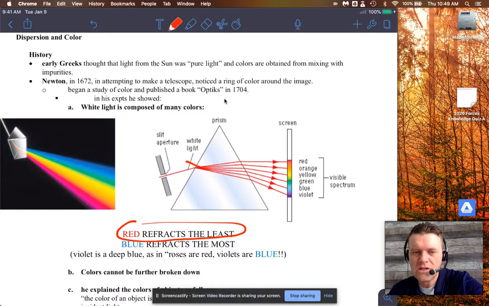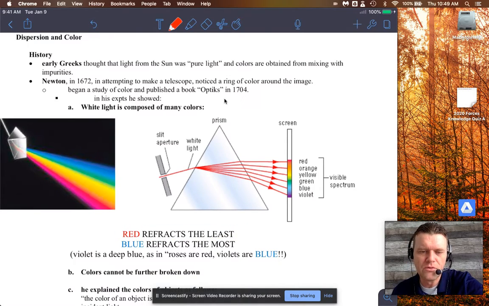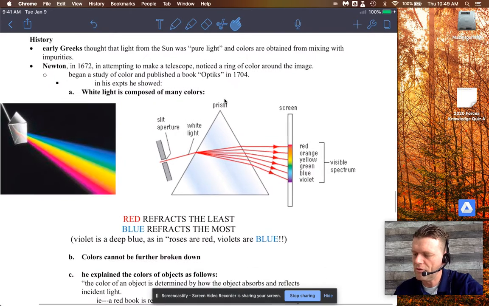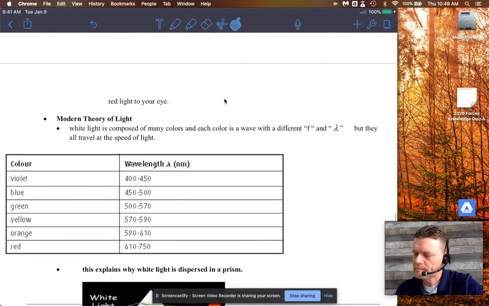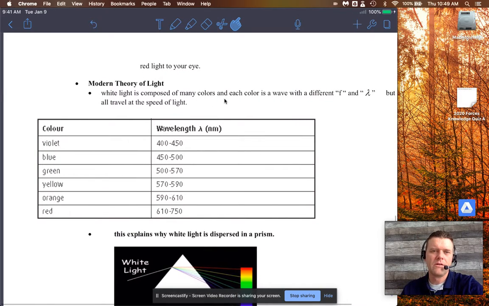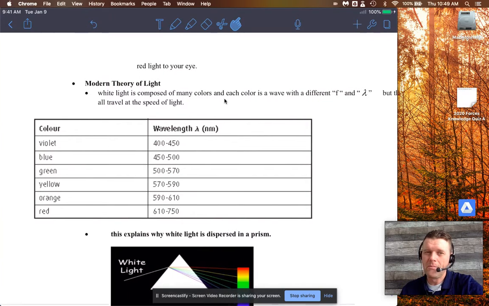But you need to know that red refracts the least and blue refracts the most. And there's where you get ROY G. BIV, and we'll see patterns like that moving on here. So, as noted, violet depends again on your reference.